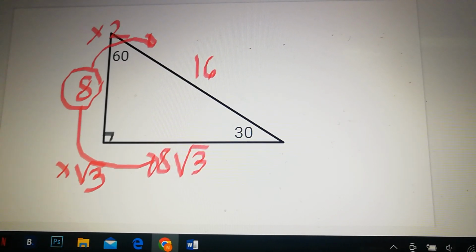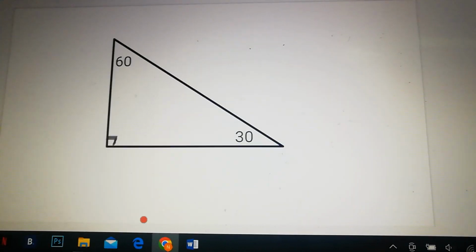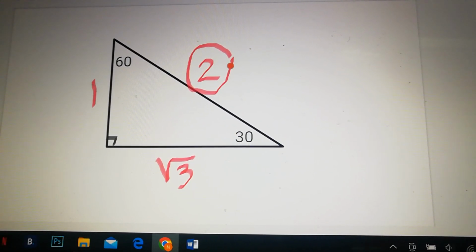Okay, so next is this one. Let's see, this is again 1, 2, and square root of 3. Okay, if the given is the longest side 2, how do you find the shortest side? Dividing by 2 is the same as multiplying it by 1/2. So we just simply multiply by 1/2.